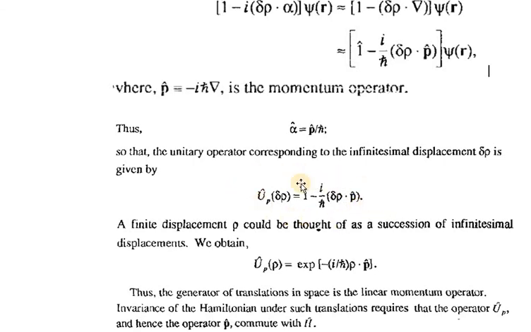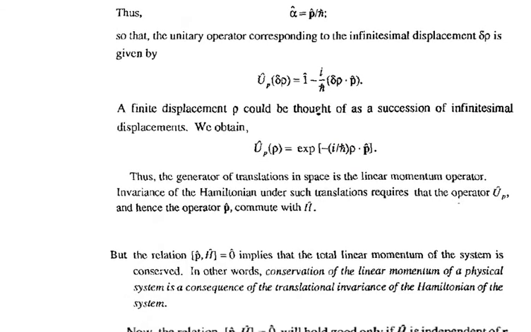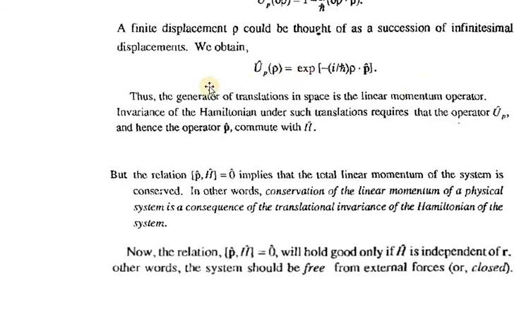A finite displacement rho could be thought of as a succession of infinitesimal displacements. We obtain U of rho equal to e power minus i by h cross rho dot p. We have changed this into exponential form. Thus the generator of translations in space is the linear momentum operator. So the generator of translation in space, this is an important point. The generator of translations in space is the linear momentum operator.